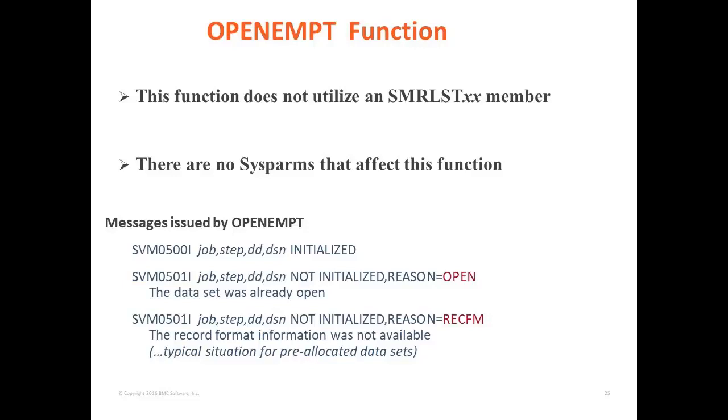openEMPT is a function that fits this criteria. You either have the function close the file properly or you do not. The function also does not have any global system params. The message ID will be one of two messages, SVM0500I if successful, or SVM0501I if unsuccessful.